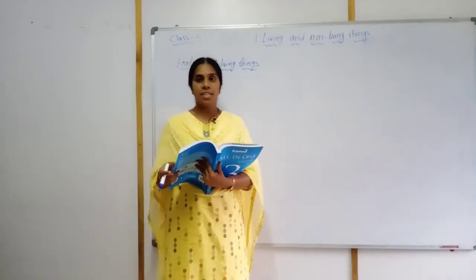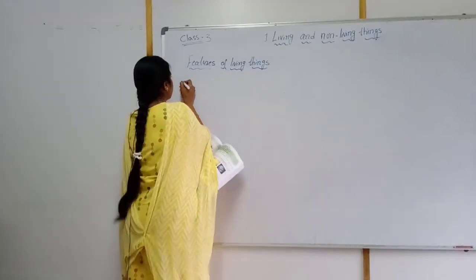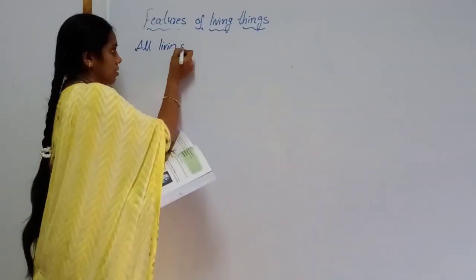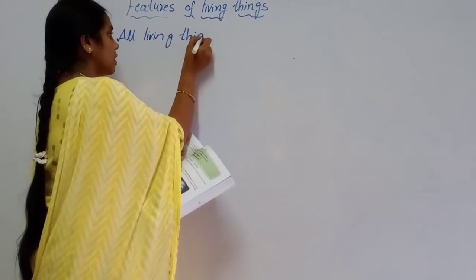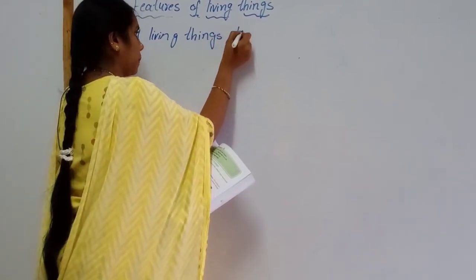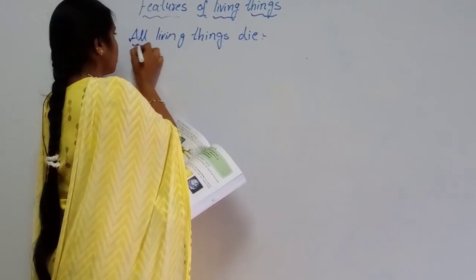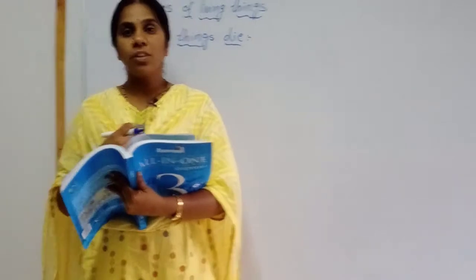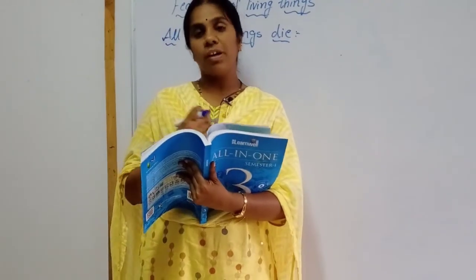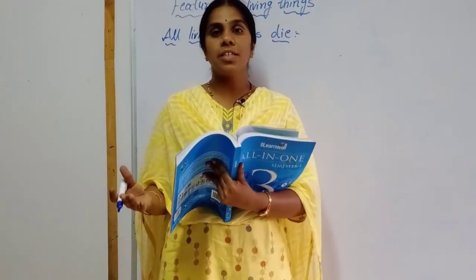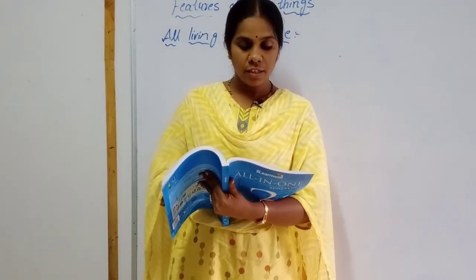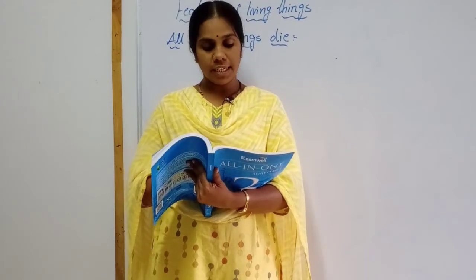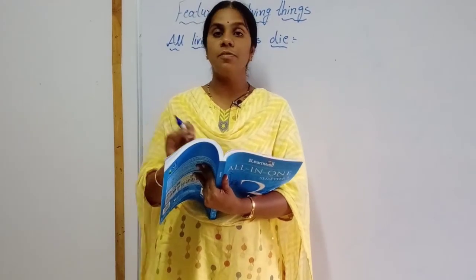The nature of the living thing is, all living things die. Dear children, do we remain on this earth eternally? No. One day or the other, all the living things should die. Okay? All living things grow and finally die someday. That is, every living thing has a fixed lifespan.